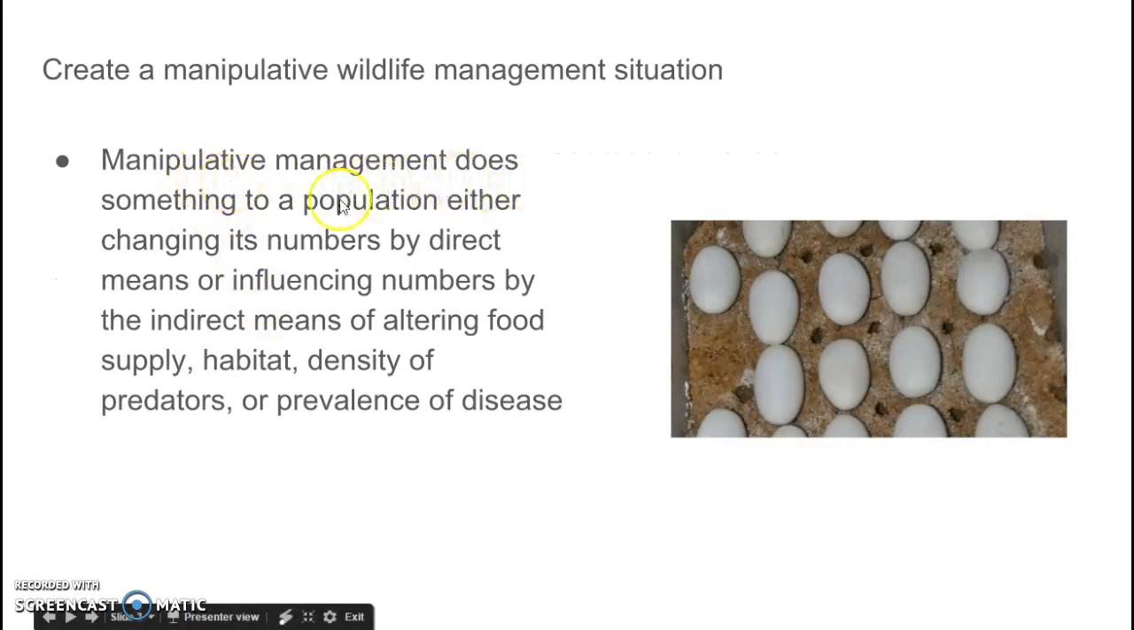Our manipulative management does something to a population that we've already talked about where we're trying to influence numbers. For instance, they incubated the eggs of the turtles and then released them in Oregon. We have hunting seasons. We increase CRP lands so that there are more grasses for the pheasants to live in. It doesn't matter for sure what method it is. It just has to be a method where we're trying to influence our numbers through altering food supply, habitat diversity, and predators. What we're going to do is manipulate the system utilizing bird houses.